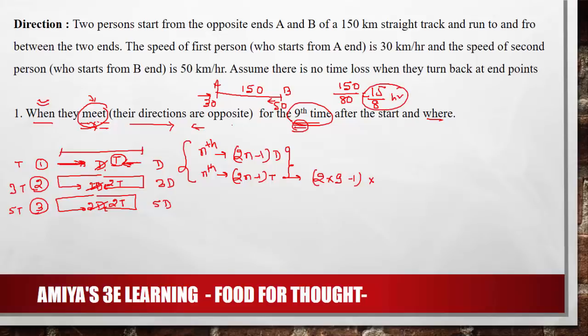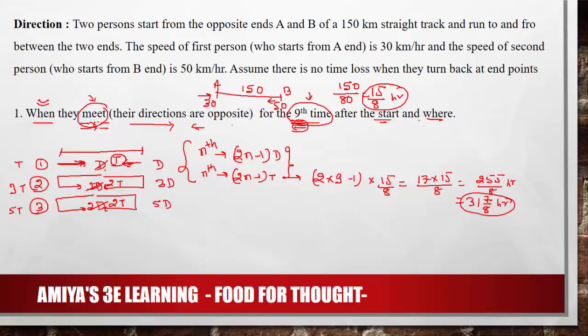So for the ninth meeting time, it's 2 into 9 minus 1, into 15 by 8. That is 17 into 15 by 8. This becomes 255 divided by 8 hours, or we can say 31 7 by 8 hours. This is the total time from the start for the ninth meeting. So this is the answer of the first part of question number 1.